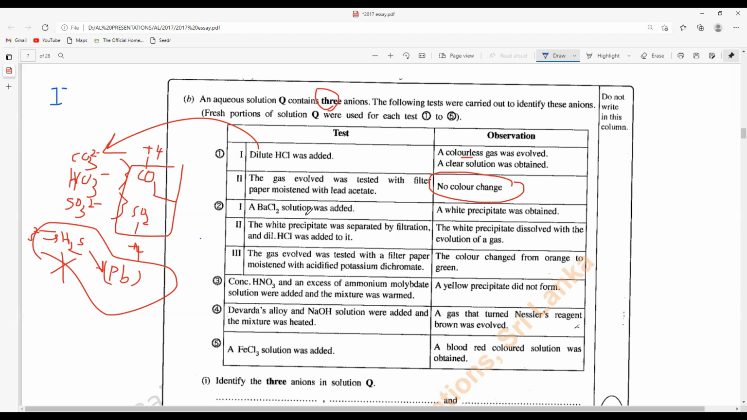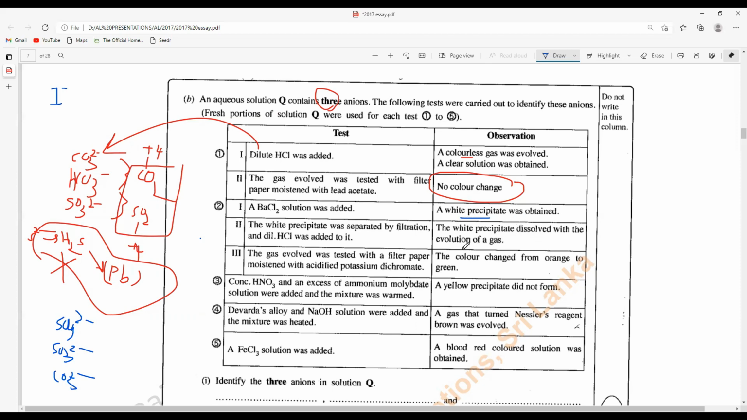But for this, typically when you add barium chloride, we normally think about sulfates and sulfides, so S2 minus, and even carbonates. So these 3 can be, because this is a white precipitate. The white precipitate was separated by filtration, okay, and diluted HCl was added. A white precipitate dissolves with the evolution of a gas.